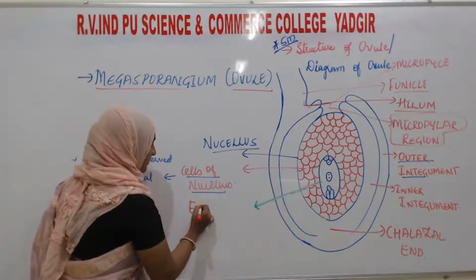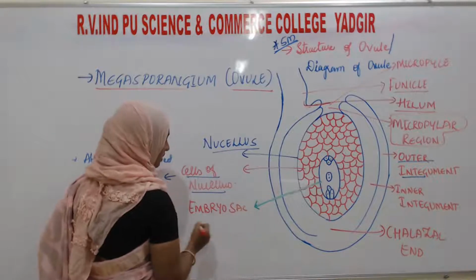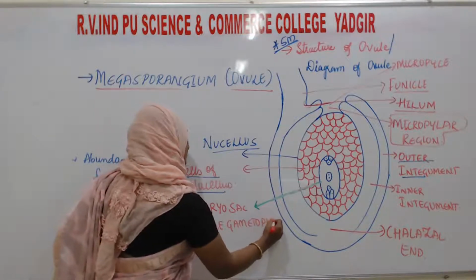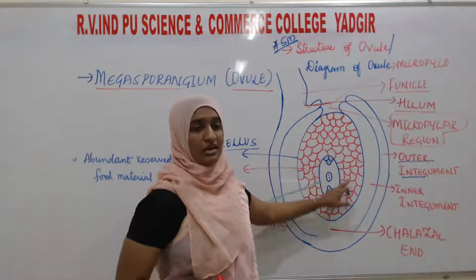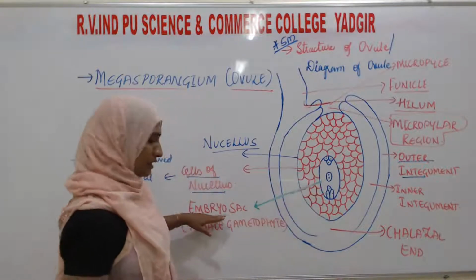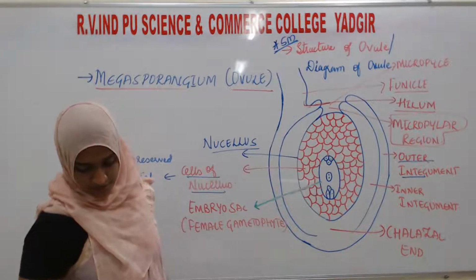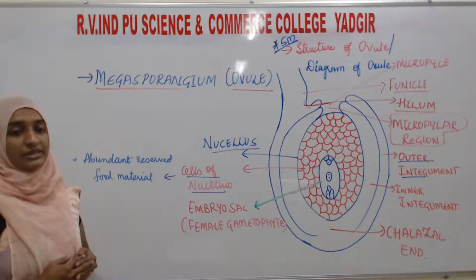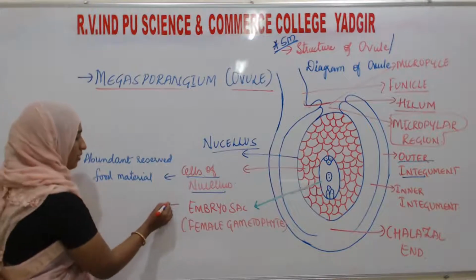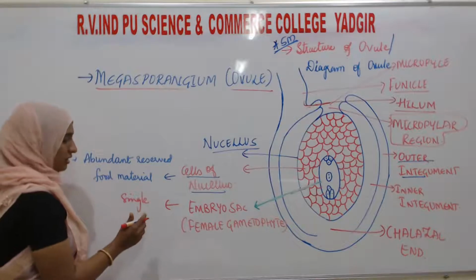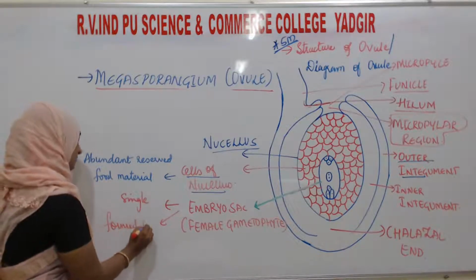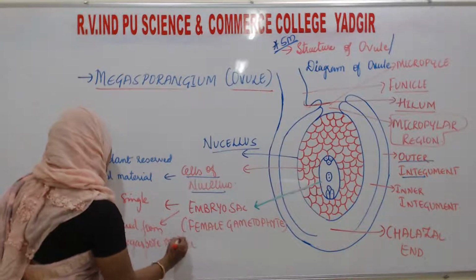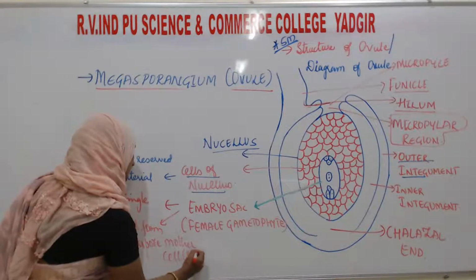This blue colored structure, in which there are certain cells, is known as the embryo sac, or female gametophyte. An ovule generally has a single embryo sac, which is formed from a megaspore mother cell, which we can also write as the MMC.